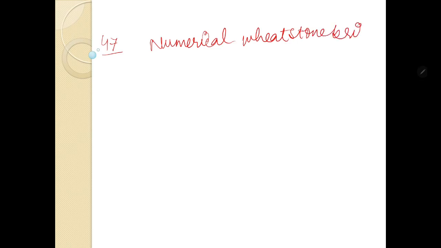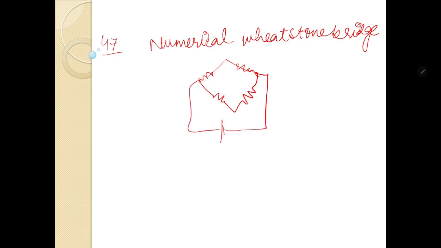The next question was again a numerical, on Wheatstone bridge. A bridge was given something like this. I don't know the numerical values, but to find an unknown resistance R, some values were given in all these 4 branches. So using the Wheatstone bridge formula we can find the unknown value of R. This was the question asked.